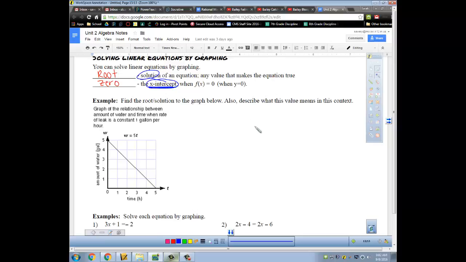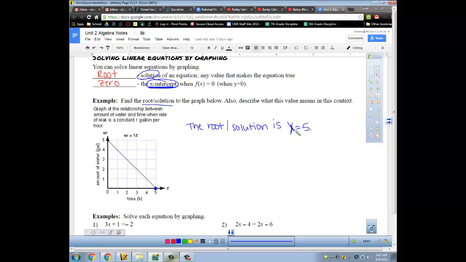This first question, we want to know the root or the solution to the graph below and describe what this value means in the context. So if I'm asking for the root or the solution, I'm asking for the x-intercept. The x-intercept here is 5. So the root or the solution is x equals 5.